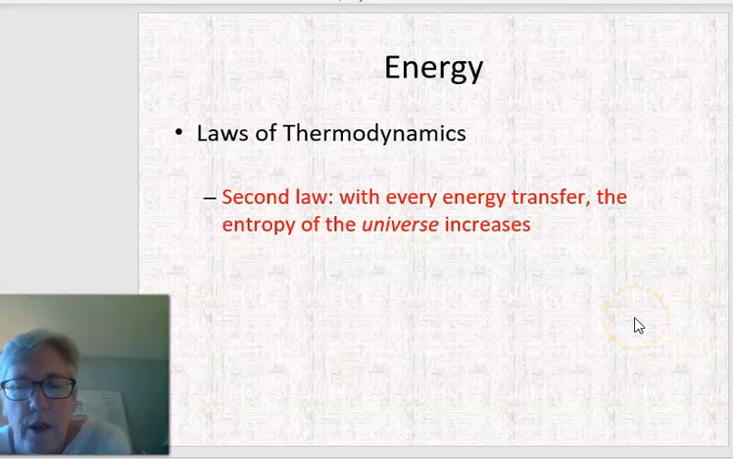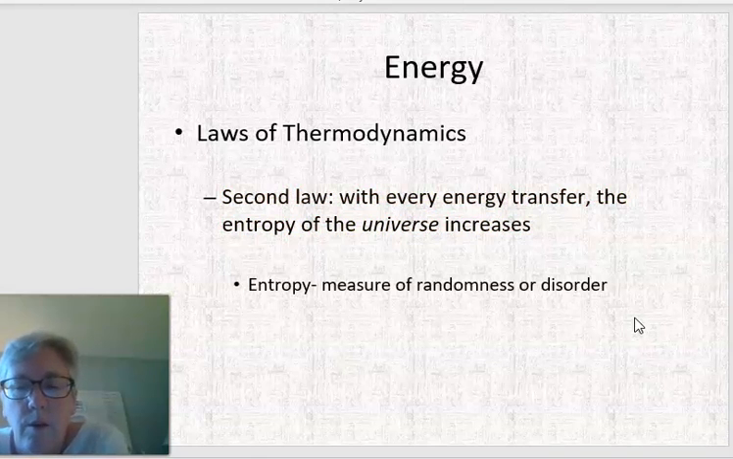The second law of thermodynamics says that every time there's an energy transfer or a change from one form to another, the entropy of the universe increases. All right, and the word entropy just means sort of disorder or chaos. So every time there's an energy transfer and something's lost as heat, that means that the surrounding system of the universe becomes slightly more disordered. All right, so entropy is a measure of randomness or disorder. Sometimes people say chaos. That's a little extreme, but disorder.